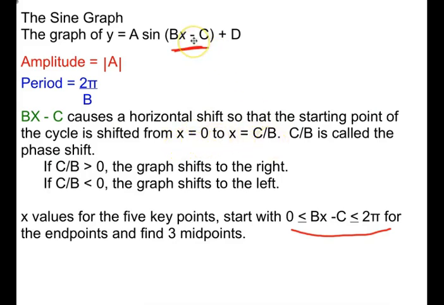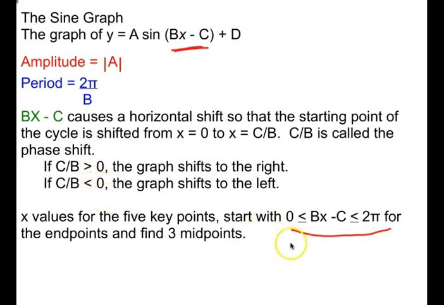Because of the minus sign here, be sure and change the sign of the value when you pull it out. And C over B is called the phase shift. So a phase shift is a horizontal shift. If C over B is positive, then I'm going to shift to the right, and if C over B is negative, I'm going to shift to the left.